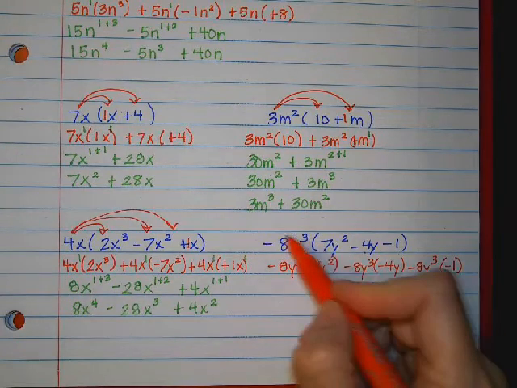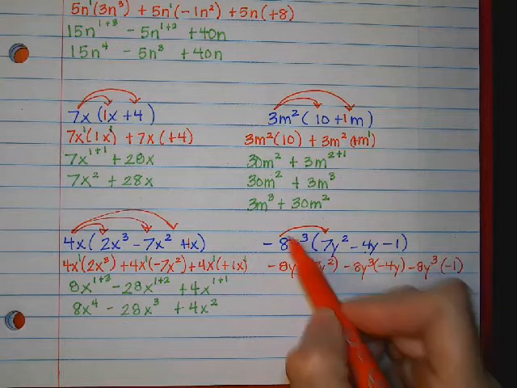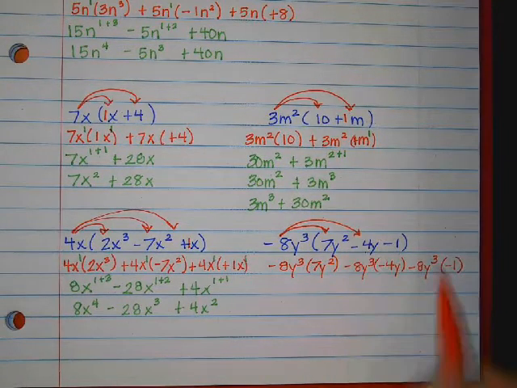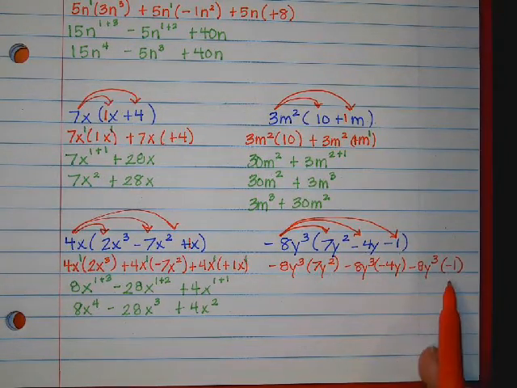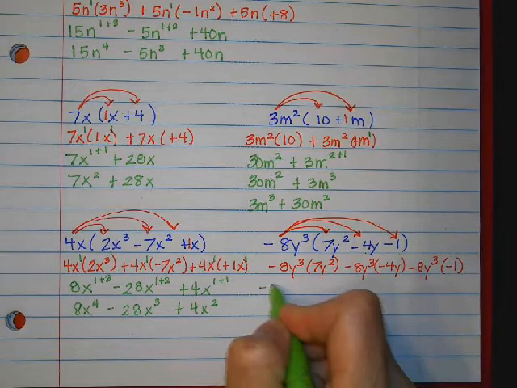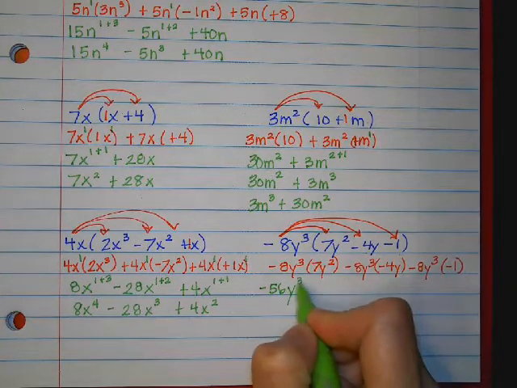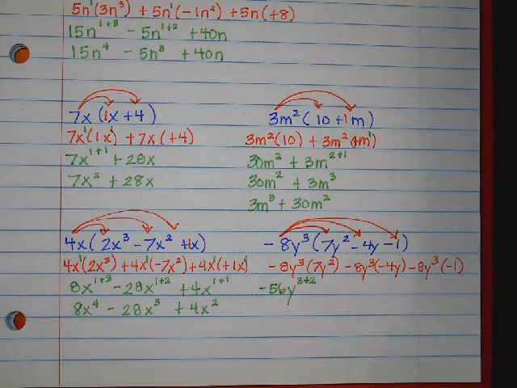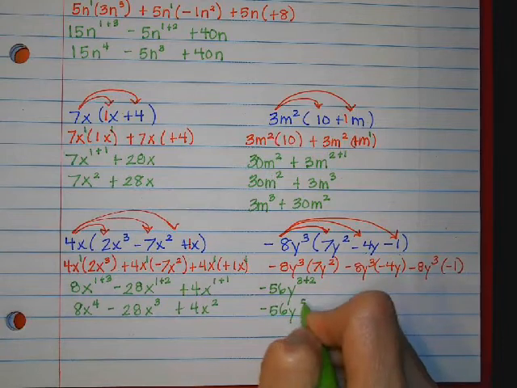So I'm showing you negative 8y to the third times 7y squared right here. Then negative 8y to the third times negative 4y right here. Then negative 8y to the third times negative 1 right here. Alright, so we're going to multiply our coefficients first. Negative 8 times positive 7 is negative 56. They both have the variable y, and we add their exponents when we multiply. So 3 plus 2, beautiful, 5. So negative 56y to the fifth.